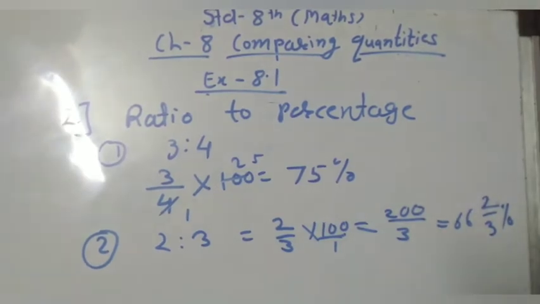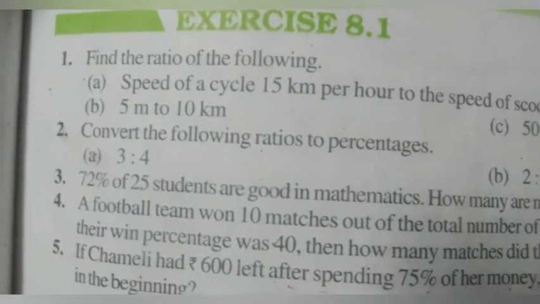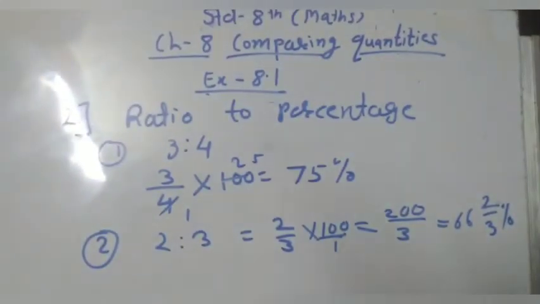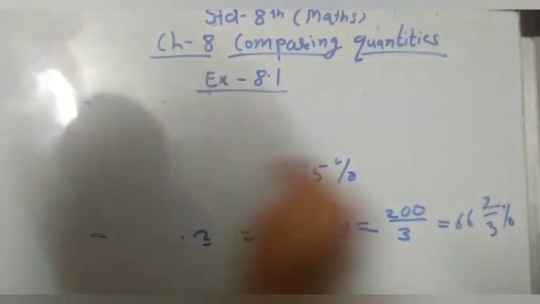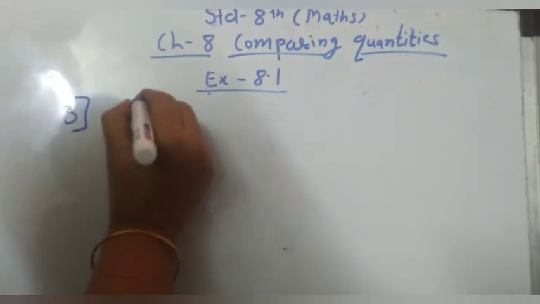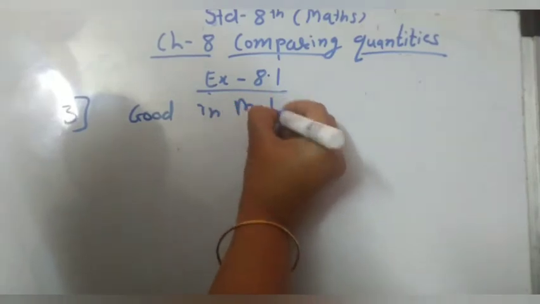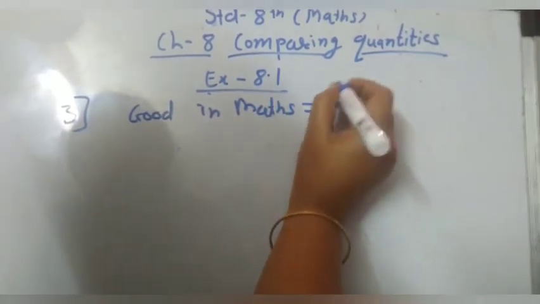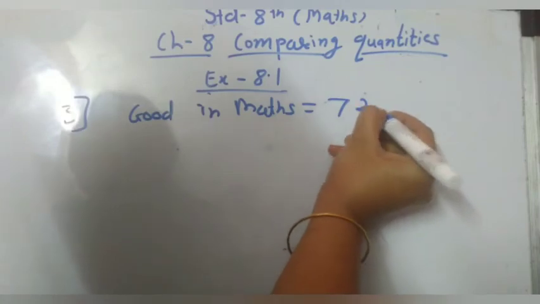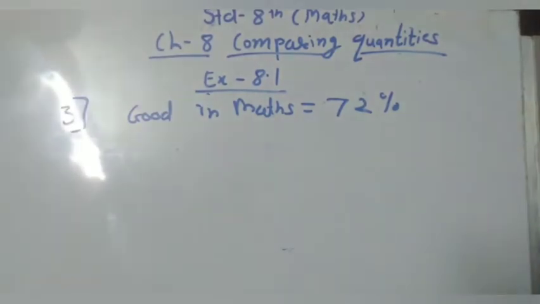Now let's see next problem. Problem number 3. 72% of students are good in mathematics. How many are not good in mathematics? So it is a problem related to percentage. Students good in mathematics equals 72%. So we have to find out the students who are not good in maths.